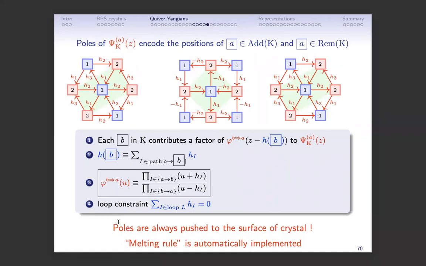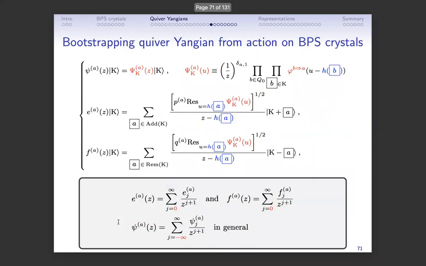So when you add this atom, the poles always push to the surface of the crystal, so that the melting rule is automatically implemented. This is the summary of the action of this quiver Yangian, of this algebra, on this BPS crystal. From here, you can also read off the expansion of the modes.